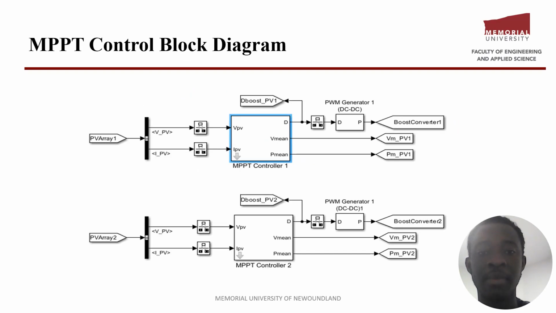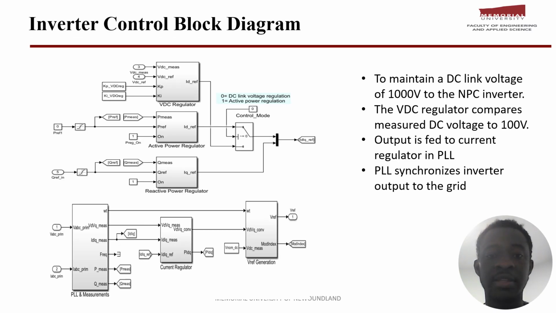Inside our PV farm are our two MPPT controllers, as can be seen here. This is MPPT controller 1, MPPT controller 2. Each MPPT controller takes the respective voltage and current from its PV array and then uses the perturb and observe algorithm to vary the duty cycle of the boost converter to maintain an output power of each PV array at about 1.76 megawatts.